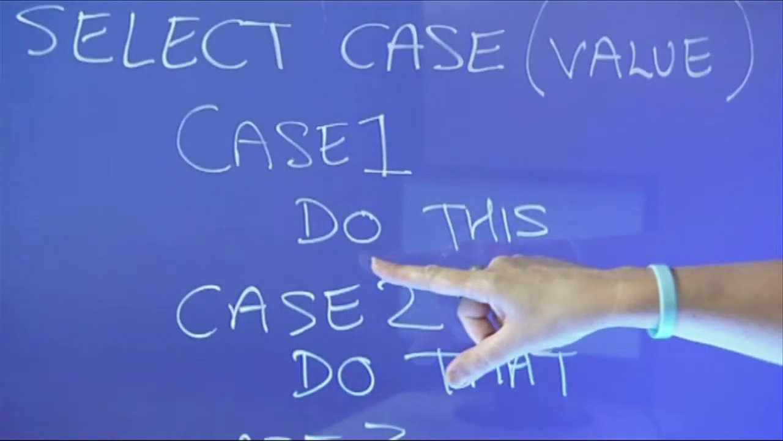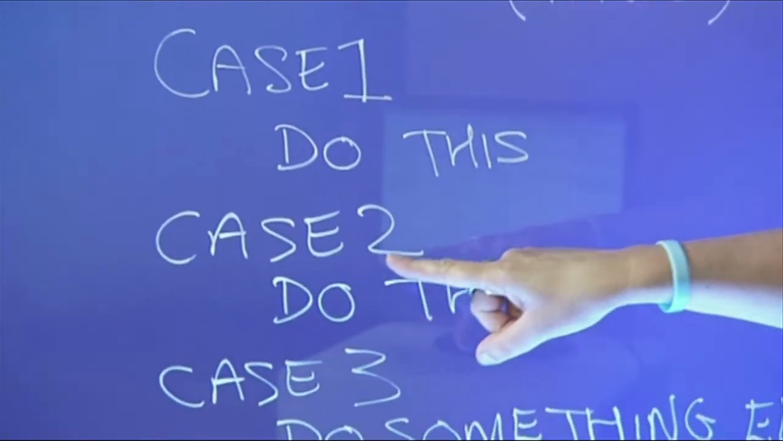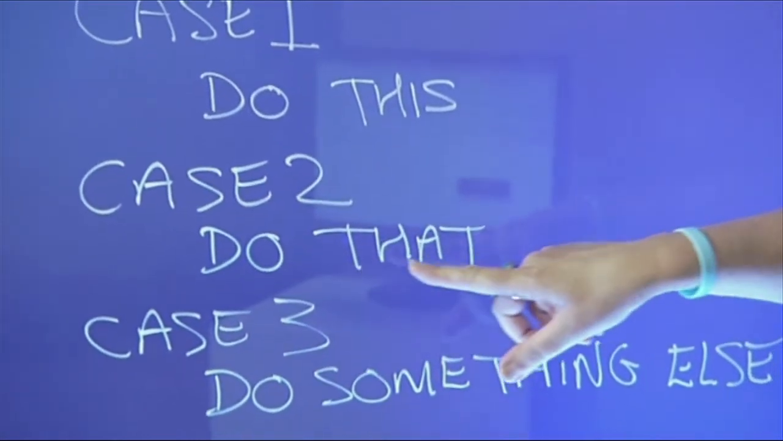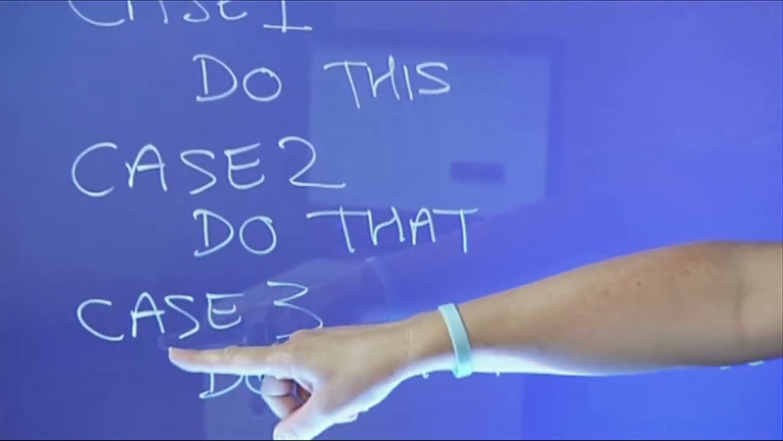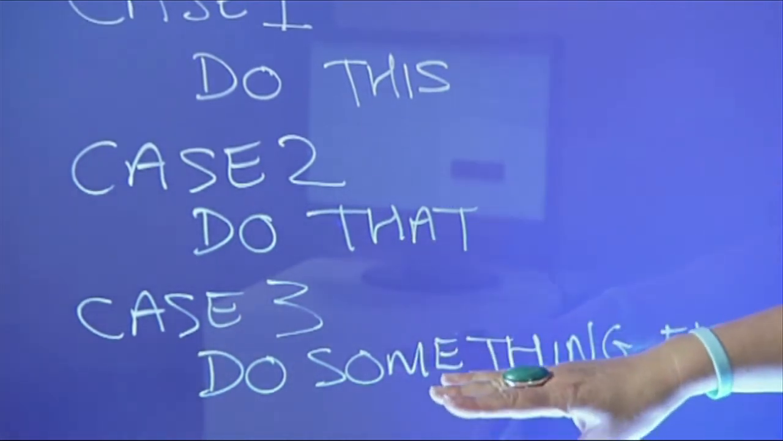And then beneath it, we'll have a section of code. So if they enter the birth month of January, then that piece of code will execute. And underneath it, we have the second case. Their birth month was February. So we'll do a different piece of code. And then case 3, we do something else. And you could carry on having as many cases as you wanted to.